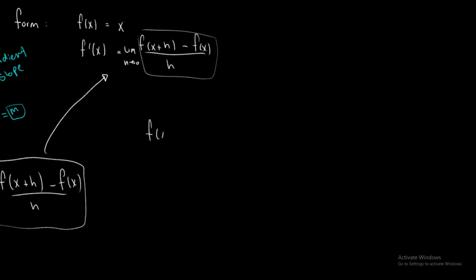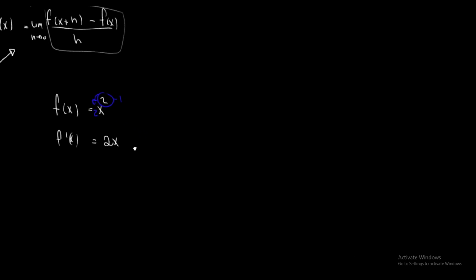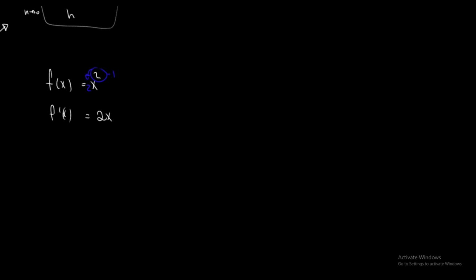So let's say I'm given f of x equal to x squared. Now I want to find f prime of x. Well, if we use the power rule, we know we're just going to multiply by the exponent and subtract 1. So my derivative of f of x, where f of x is x squared, is simply going to be 2x. But let's say we had to prove this with the difference quotient.